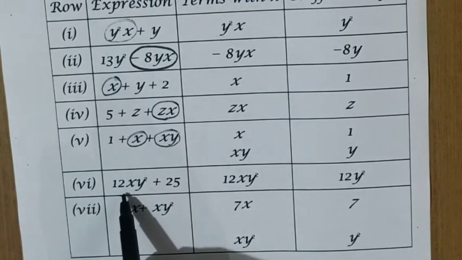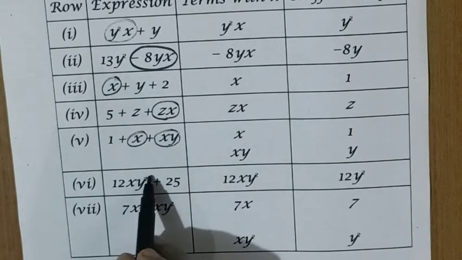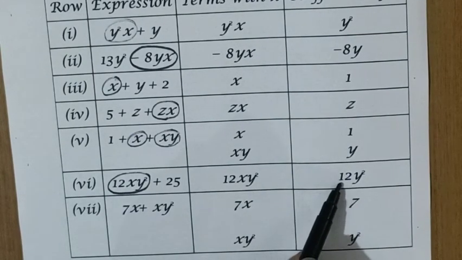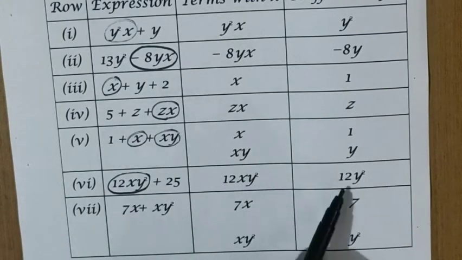Next question, 12xy square plus 25. So which term is having x now? You can easily tell now, 12xy square only. So we have written the term 12xy square. And what is the coefficient of x? It is 12y square. So other than x, 12y square we have written.